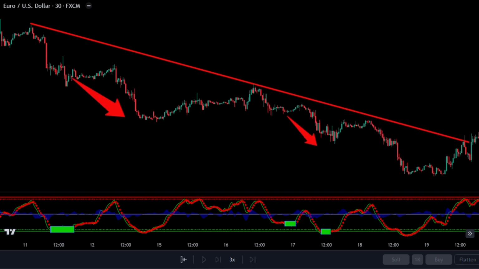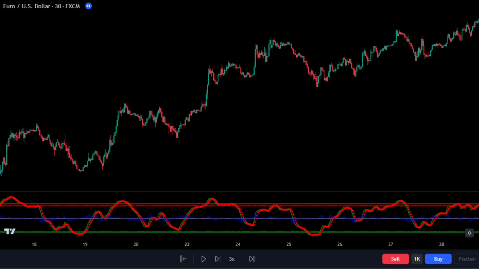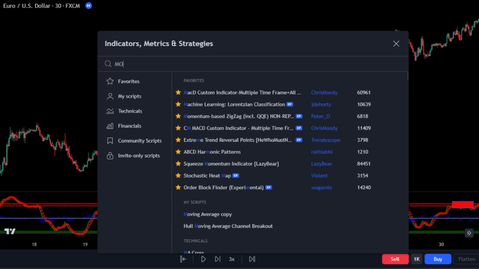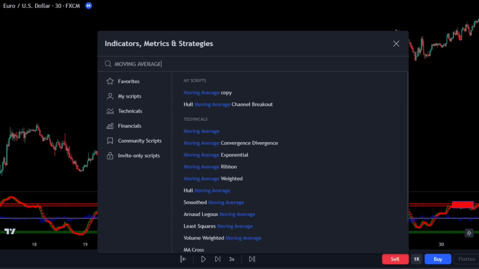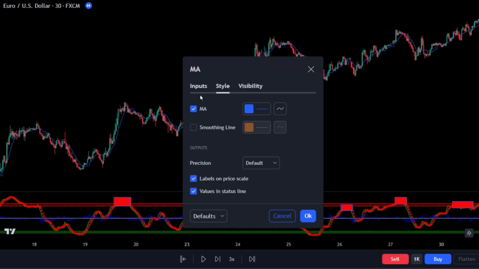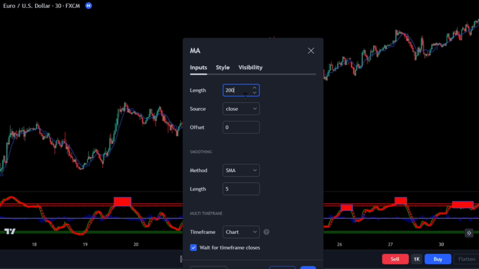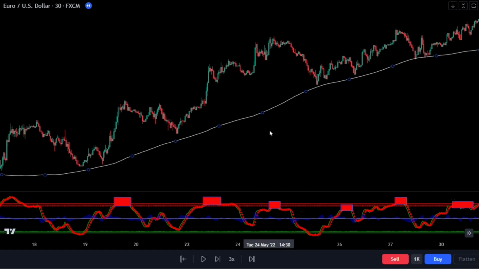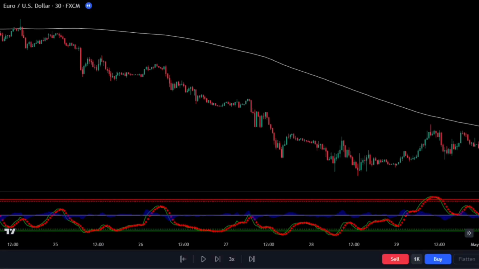To avoid this issue, we can make a simple adjustment. For instance, if we want to go long, we should only do so when the market is in an uptrend. We should never trade against the trend because it usually leads to unfavorable outcomes. One way to determine if the market is in an uptrend is by using a 200-day moving average. This is a tool that calculates the average price over the past 200 days. By adding this indicator and setting it to white or any color you prefer, you'll see a single line on the chart. If the price stays above this line, it means the market is in an uptrend. If the price falls below the line, it means the market is in a downtrend.